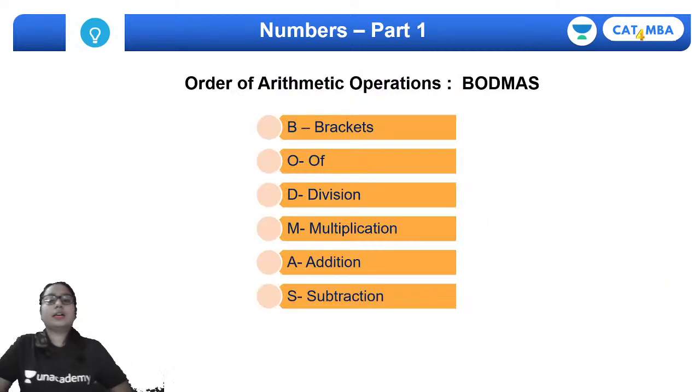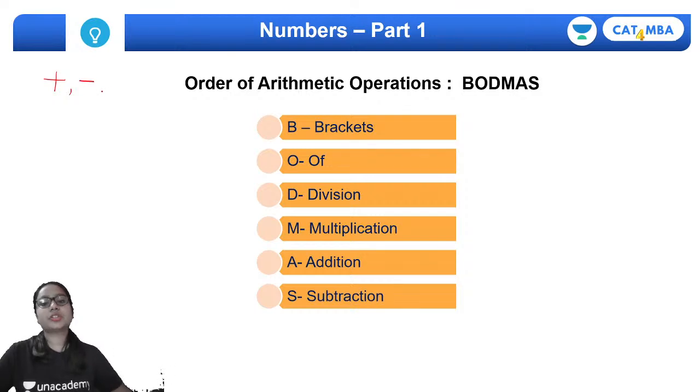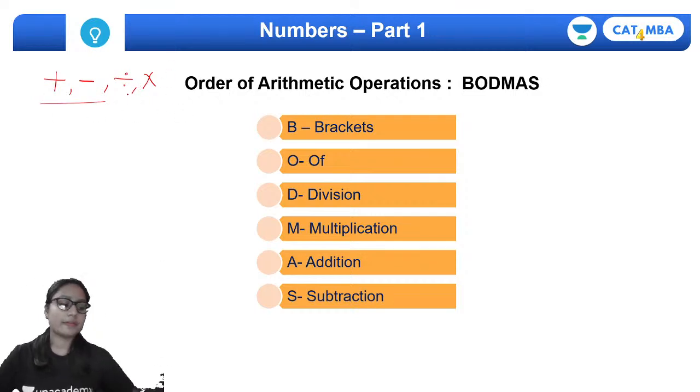Okay, let us move ahead. Now we all know what the basic arithmetic operations are. We have plus, which adds two numbers, minus, which subtracts two numbers, division, multiplication, etc. So these are the basic arithmetic operations that we have.